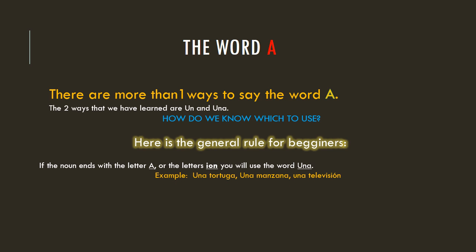Here's an example. Una tortuga, a turtle. Una manzana, an apple. Una televisión, a television. And if a noun ends with any other letter, then you will use the word "un." For example, un caballo, a horse, and un amigo, a friend.